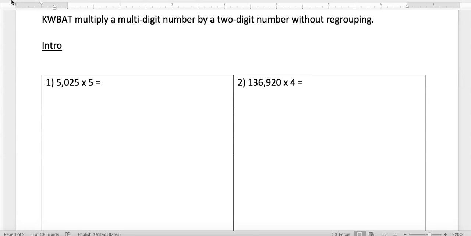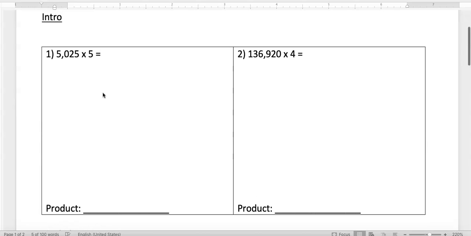These are some larger numbers, but we're multiplying by a single digit, so it's not going to have the same steps that you'll see when we get into guided practice. But let's go ahead and set up our problem for number 1. We have 5,025 times 5. I'm going to go ahead and put my larger number at the top. 5,025.